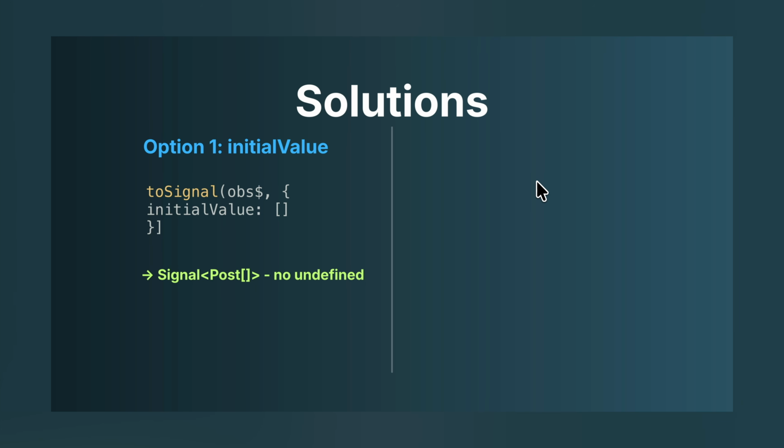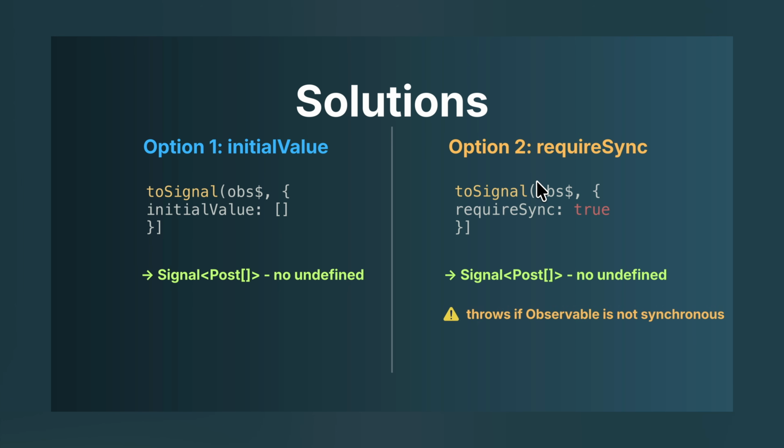If your observable is guaranteed to emit synchronously, like a BehaviorSubject, use requireSync. This tells Angular this observable will emit a value immediately, before any async tick. TypeScript then knows the type is Signal<UserData>, not Signal<UserData | undefined>. But be careful, if you use requireSync on an observable that doesn't emit synchronously, Angular will throw an error at runtime. It's a safety net.